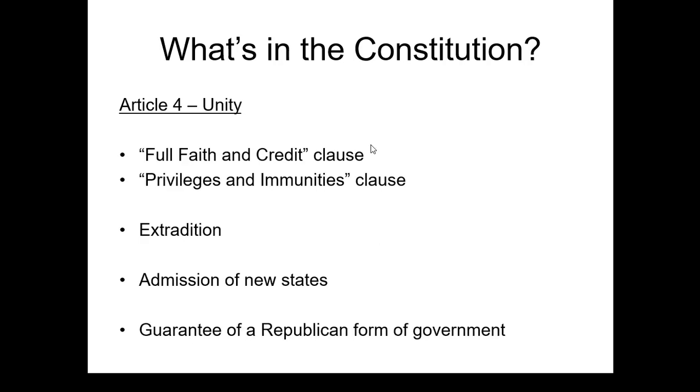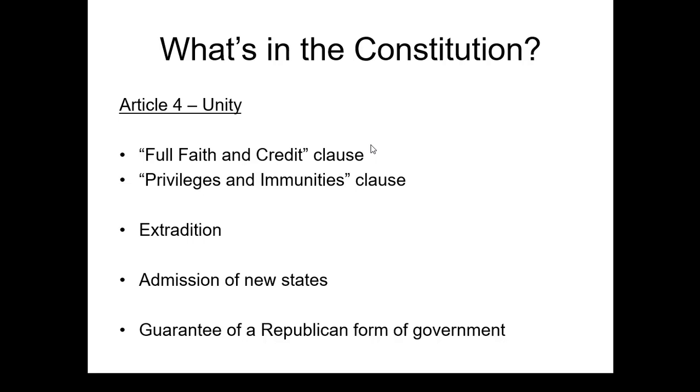Article 4 is the unity article, where they wanted to make sure that all the states were on the same page. The full faith and credit clause and privileges and immunities clause simply mean that if there are important acts, documents, or proceedings that are granted to someone in one state, the other states are obligated to acknowledge those. Of course, now there's a lot of variation on that. There are certain licensing requirements that states take on themselves.